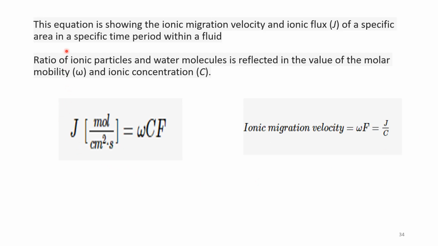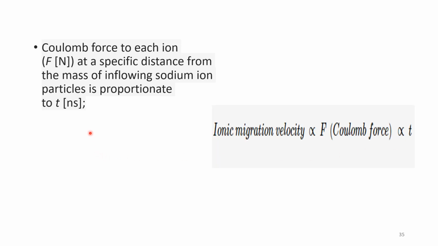So what is this? This is the ionic flux at a specific area in a specific time period within a fluid, because in the cell we have water also. So W is the molar mobility and C is the ionic concentration. So the total ionic migration velocity is given by flux divided by ionic concentration. See, this ionic migration velocity depends upon the Coulomb force.